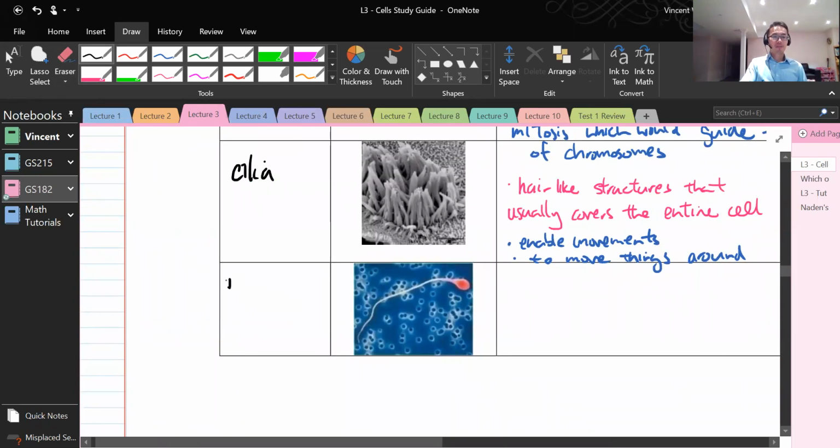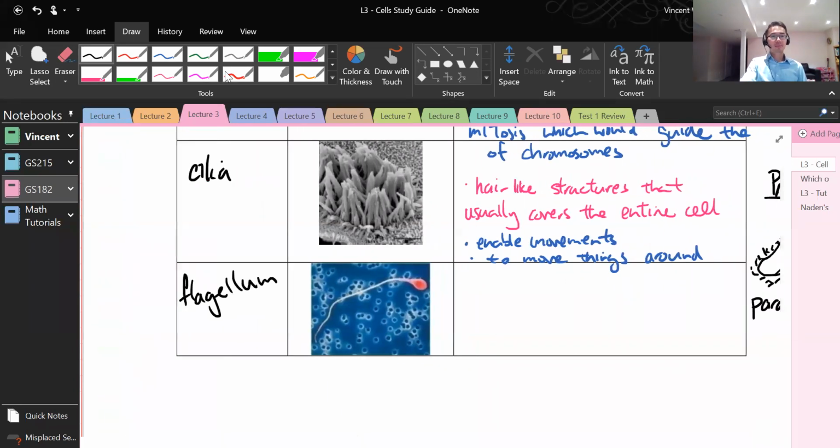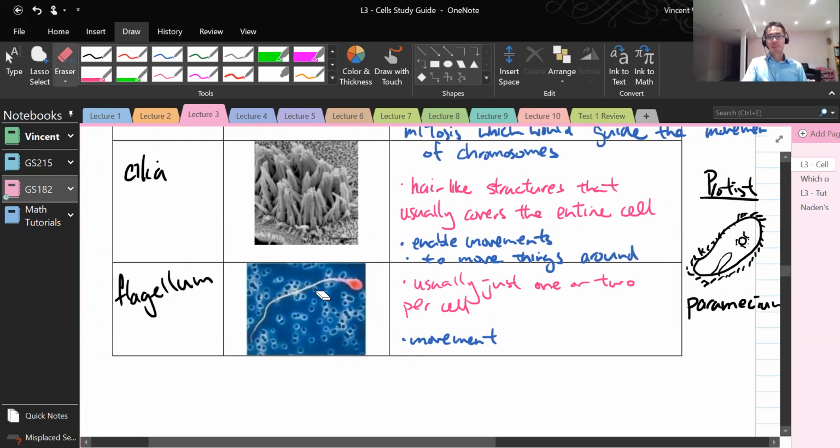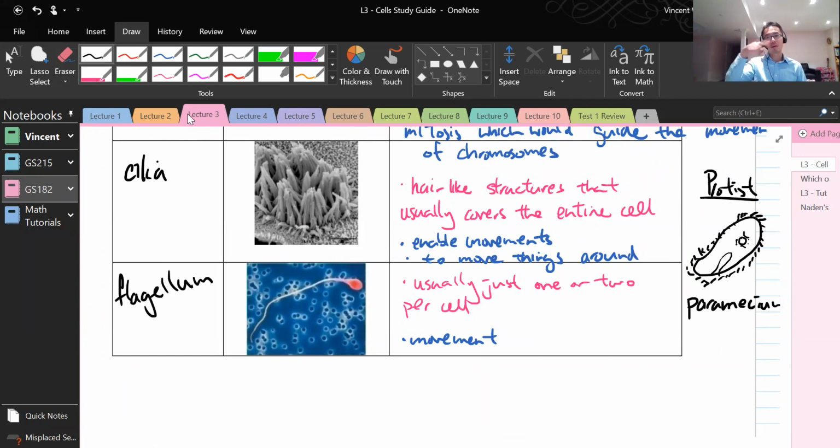Okay, this one is flagellum. Usually just one or two per cell. And the function is movement. Sperm only has one tail. If a sperm has two tails, it will not be able to swim. It just goes around in circles. You can search up on YouTube sperm with two tails, and you will find interesting videos that show the sperm going around in circles.